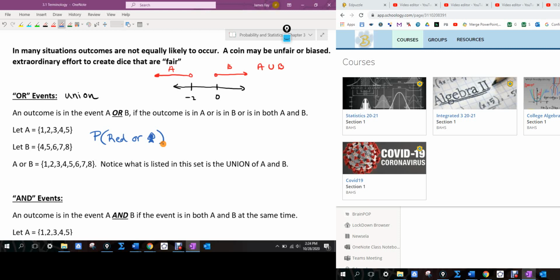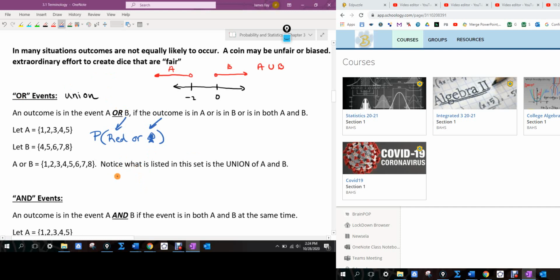So how many are there? There's 26 reds. There are 13 spades. So that's 39 out of 52. That reduces to 3/4. But we have to understand what that "or" means. It's all of these along with all of those.